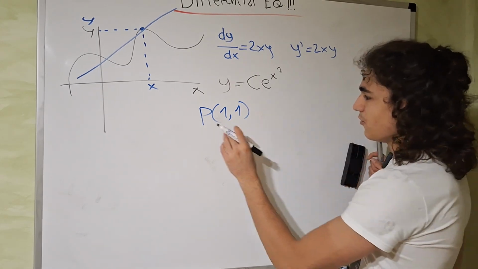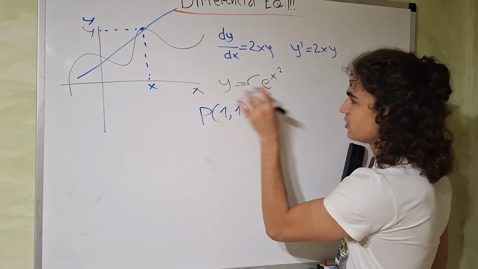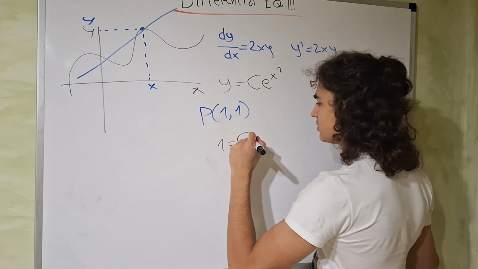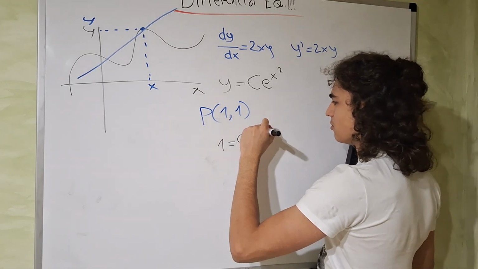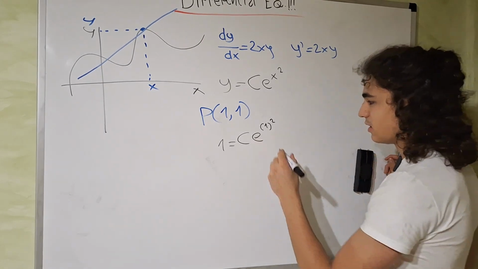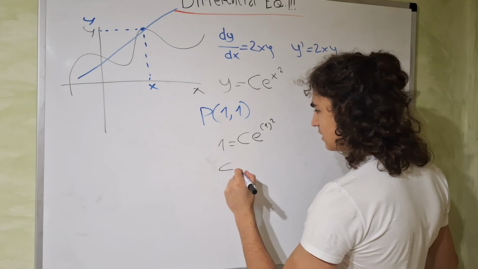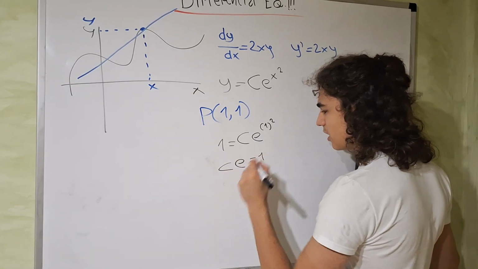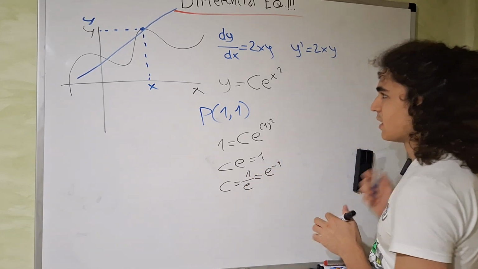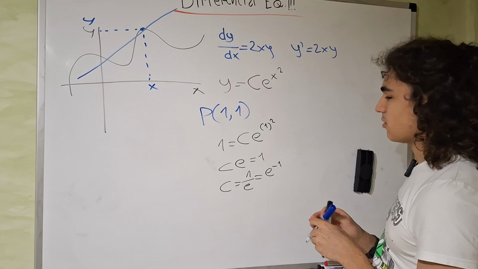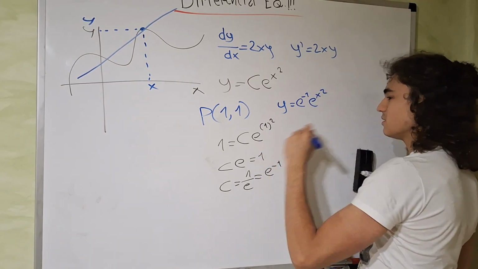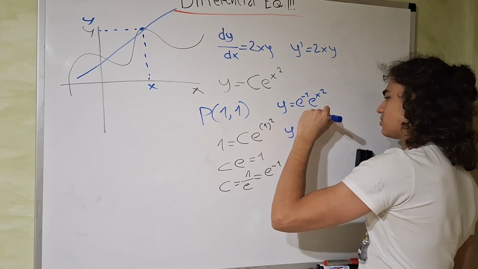Well, let's see. Firstly, let's substitute these two numbers into our function. So y equals 1 equals c e to the x squared, so 1 squared. 1 squared equals 1, e to the 1 equals e. Therefore, c times e equals 1, and c equals 1 over e, or e to the minus 1. We can substitute this into our equation, and we get y equals e to the minus 1 times e to the x squared, so y equals e to the x squared minus 1.